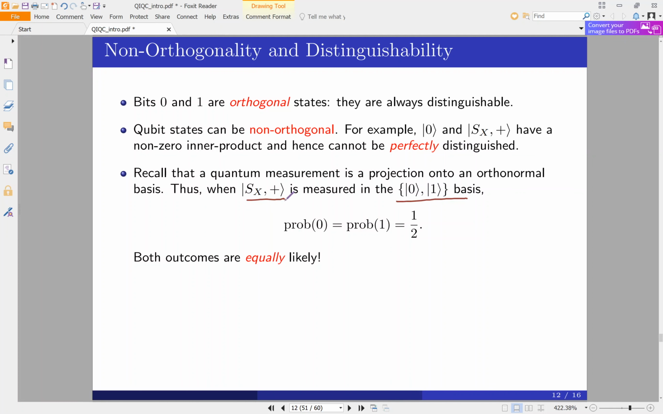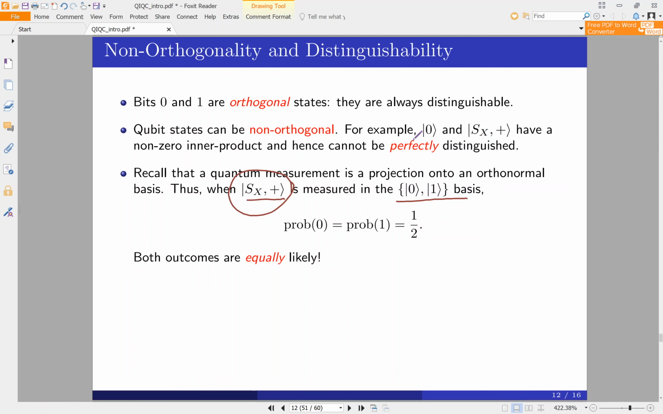I'm measuring what is an eigenstate of one operator in a different basis, in the basis of sigma z, right? Then what do I get? Both outcomes are equally likely because Sx plus is an equal superposition of 0 and 1. It's (0 plus 1) over square root 2. So the probability of getting outcome 0 is a half, probability of getting outcome 1 is a half. So every time I measure, I will randomly get the outcome 0 or the outcome 1.